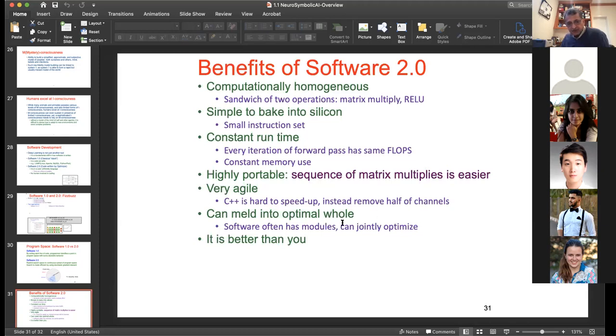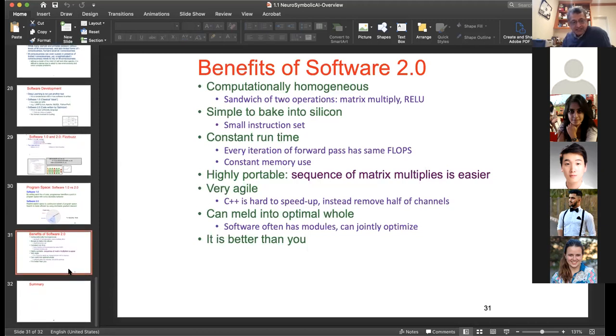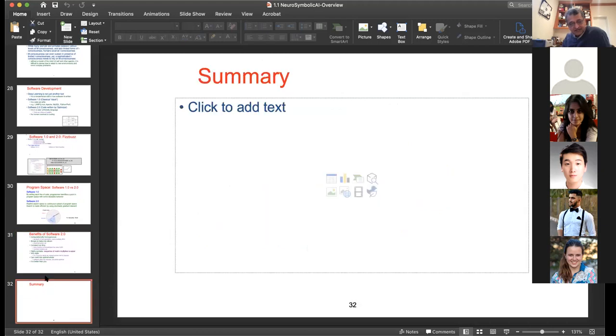Can meld into an optimal whole. Software often as modules can jointly optimize. And saying it's better than you. Saying, why should you use machine learning? You were saying it's better than you. All right. So that's what I got on this topic. All right. Summary. I think I've summarized all of this.